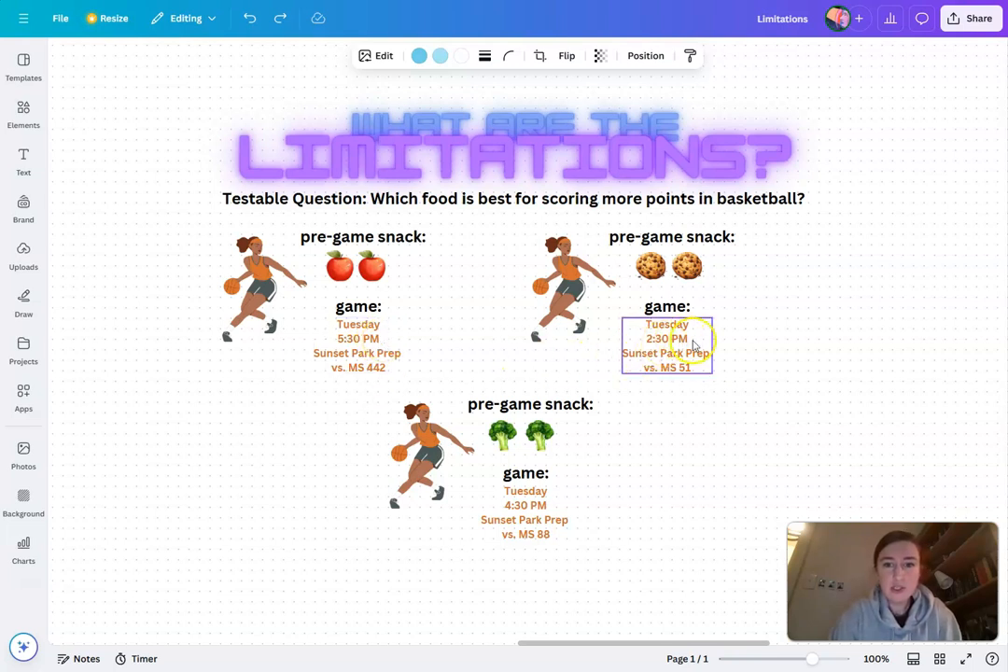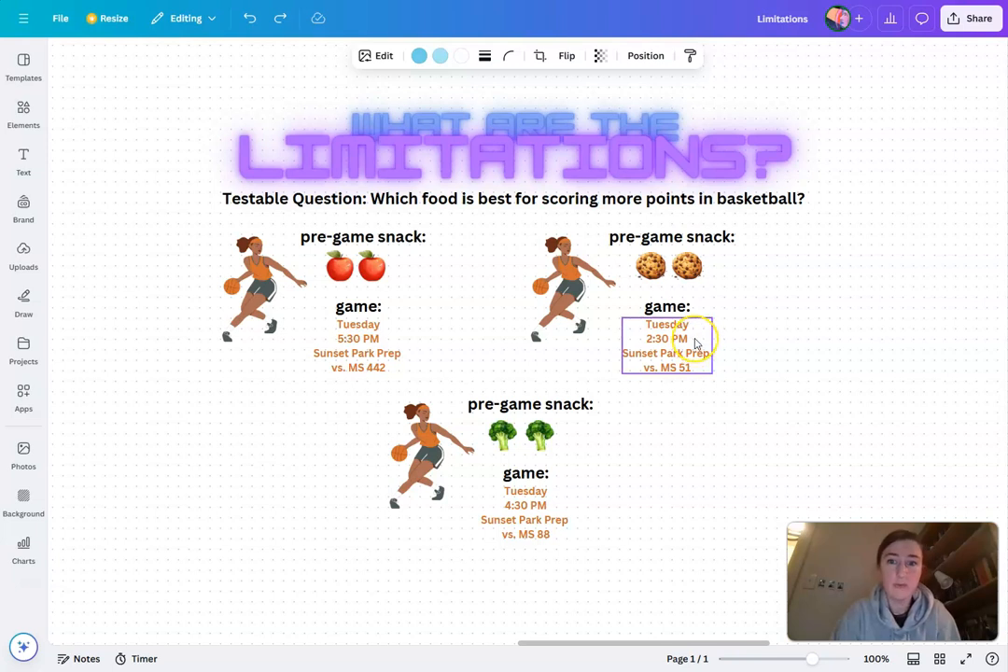5:30 p.m., 2:30 p.m., 4:30 p.m. That is a limitation, okay? Playing at 5:30 p.m., 2:30 p.m., and 4:30 p.m. are all different times. This is a limitation because how do we know that maybe she ends up scoring the most amount of points in this game right here, not because it's cookies, but because it's earlier in the day? Maybe she's less tired, and so she's scoring more points when she's less tired at 2:30 p.m. So it might not be the cookies.